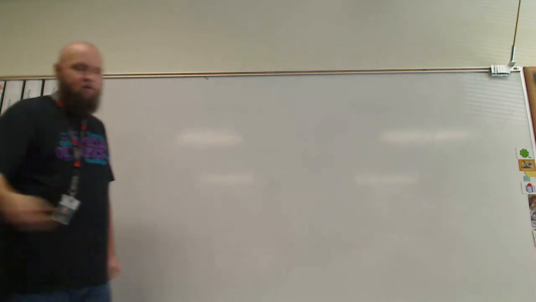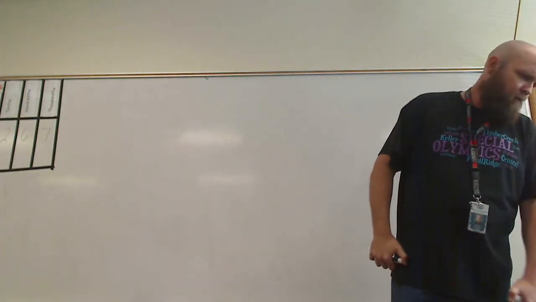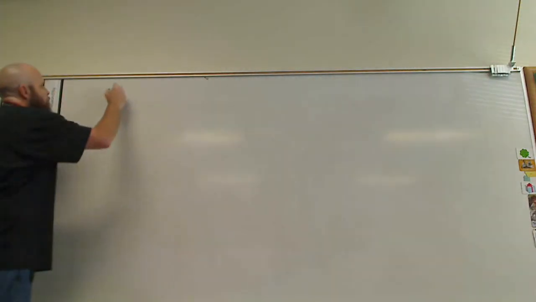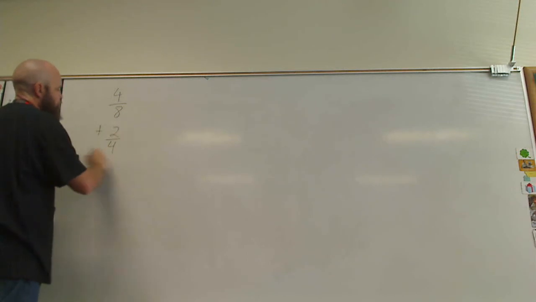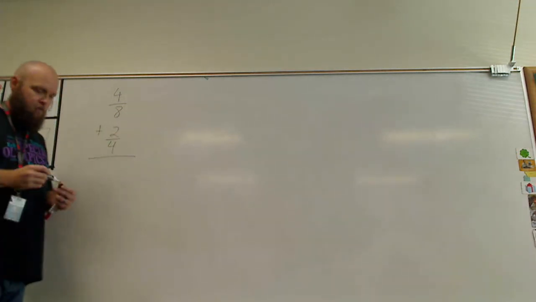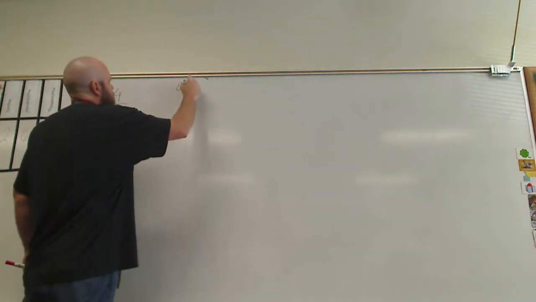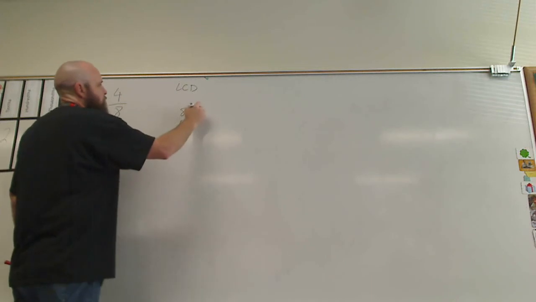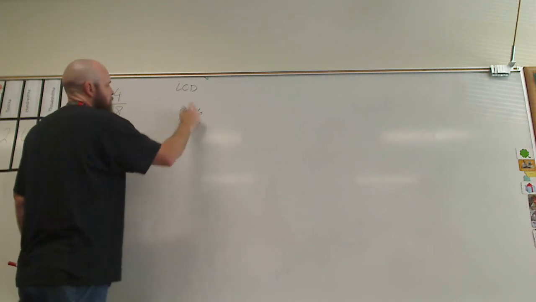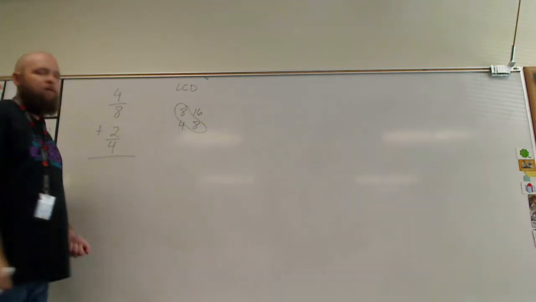All right, we'll do an addition one. We're going to do 4/8 plus 2/4. First thing we have to do is find the least common denominator of 8 and 4. 8 times 2 is 16. 4 times 2 is 8. We found it very easily.